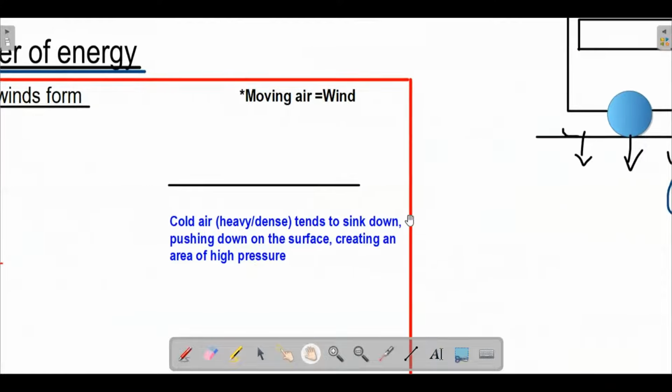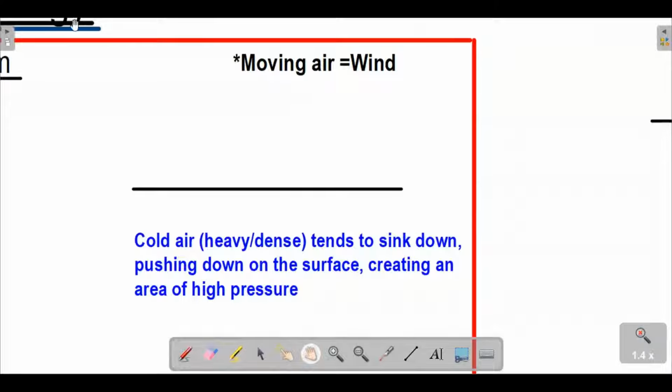And then what about cold air? Cold air is naturally heavy, right? It is heavy, and so it tends to sink down.